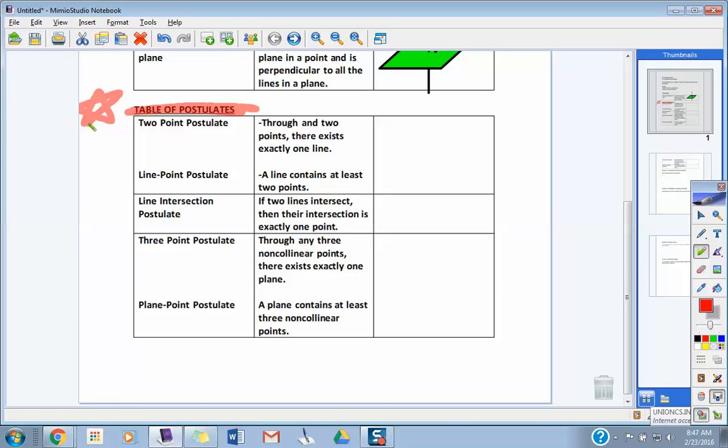So in this first postulate right here, a 2-point postulate, it says through any 2 points, there exists exactly what? 1 line. Okay? So I'm going to kind of write these up today as follows. I'm going to kind of divide this right through here. You might want to do the same exact thing.